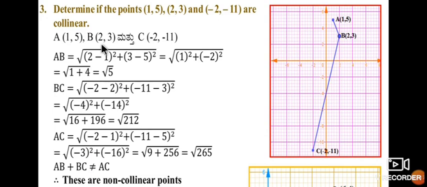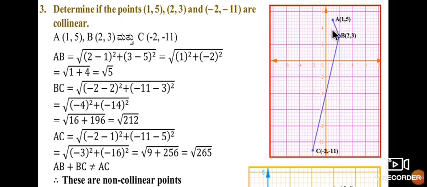For these 2 points, minus 2 minus 2 whole square plus minus 11 minus 3 whole square, that is equal to minus 2 minus 2 is minus 4 whole square, minus 11 minus 3 is minus 14 whole square. Minus 4 whole square is equal to plus 16, minus 14 whole square is equal to plus 196. Plus 196 plus 16 is equal to 212. That is the distance of BC. Therefore the distance BC is equal to square root of 212. Now we can check square root of AC.